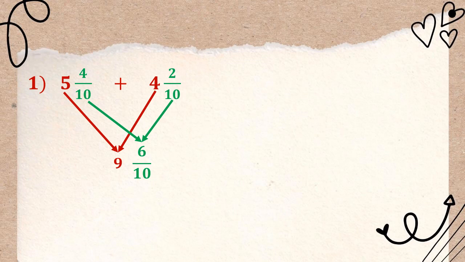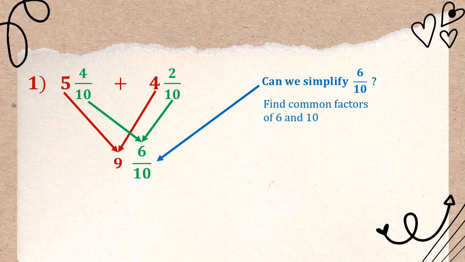Now ideally 9 6/10 is a mixed number because it has a whole number and the fraction has the numerator smaller than the denominator. But we need to see if 6/10 is in its simplified form, and we can do that by finding the common factors of 6 and 10. Looking at 6, 6 times 1 is 6, so 6 and 1 are factors of 6. 2 times 3 is as well 6, so 2 and 3 are as well factors of 6. In the same way, the factors of 10 are 10, 1, 2, 5, because 10 times 1 is 10 and 2 times 5 is 10.